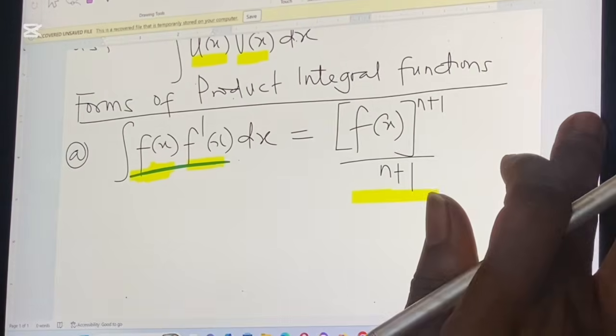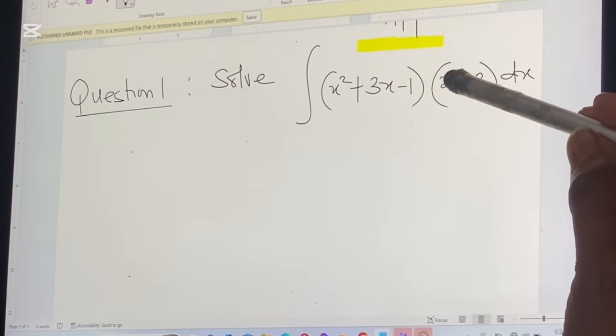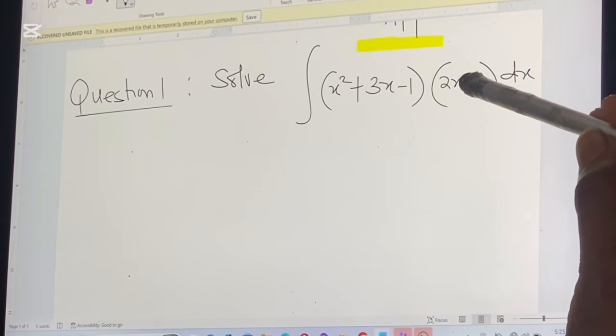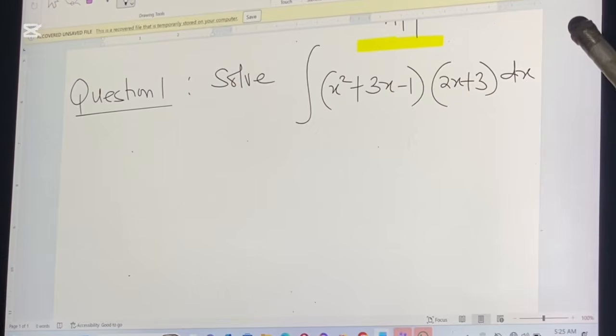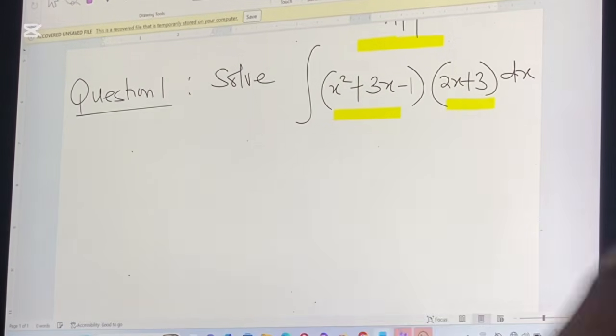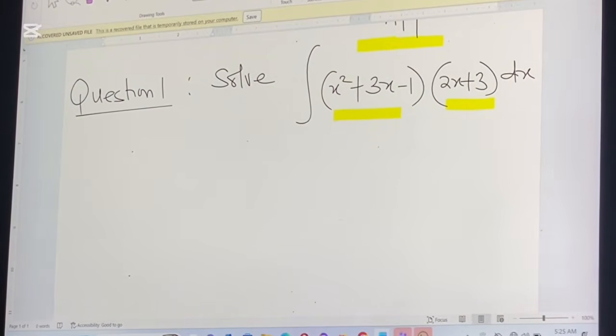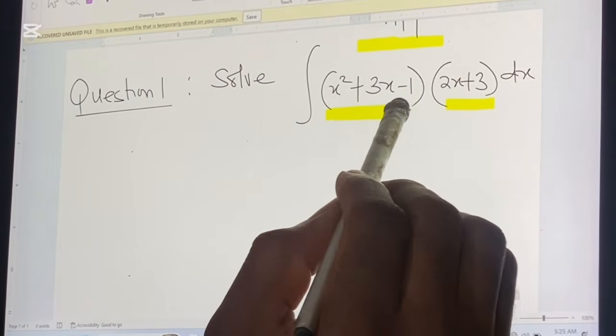Question 1, please. All right, we are given a question here. They said solve the integral of s squared plus 3s minus 1 into 2s plus 3 ds. So class, this is a product function. Whenever you have a question on a product integral, the first thing to do is to identify the function. The function is an expression with the highest power of s. So this will be the function here.